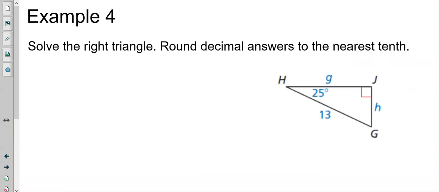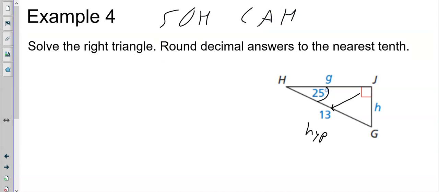All right, number 4, second to last one. On this one, solve the right triangle. So we only have one side, and that side is the hypotenuse. We do have an angle, though. So since we have the hypotenuse, we need to do sine or cosine. SOHCAHTOA, sine or cosine. Opposite over hypotenuse, adjacent over hypotenuse.